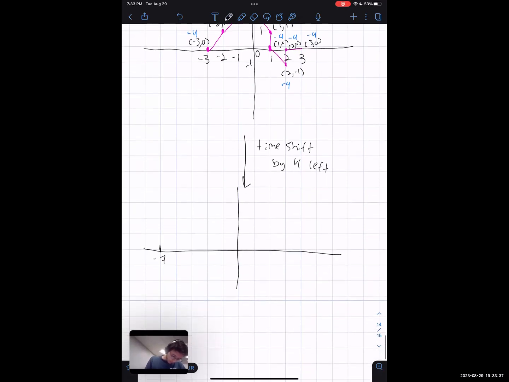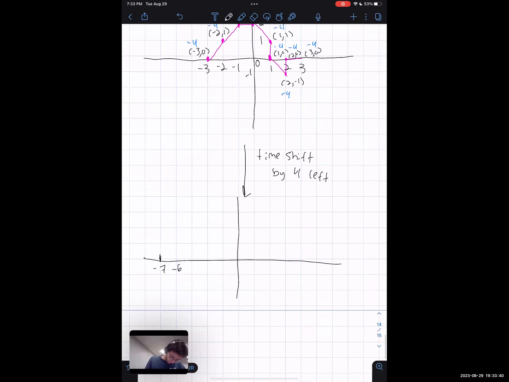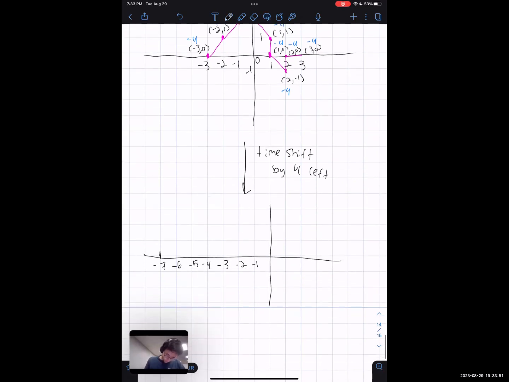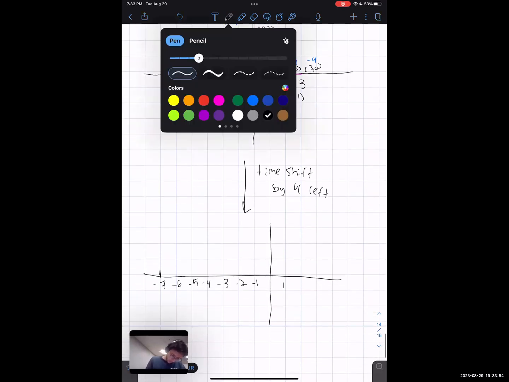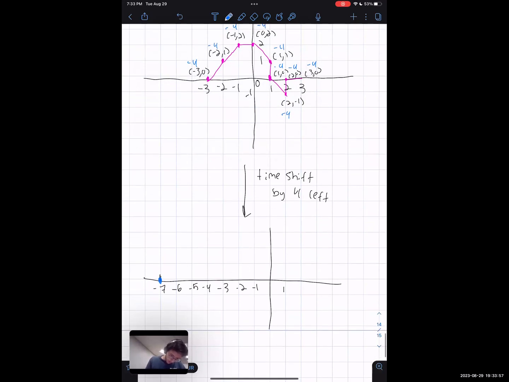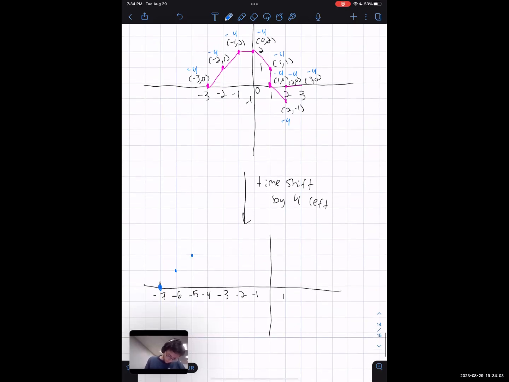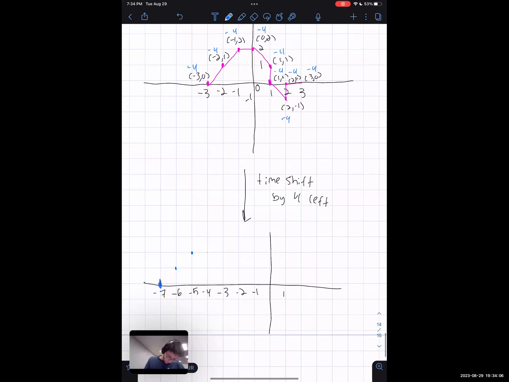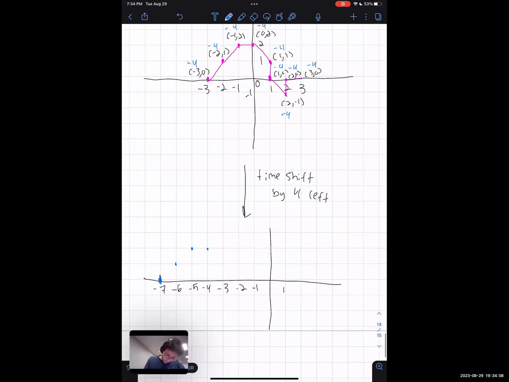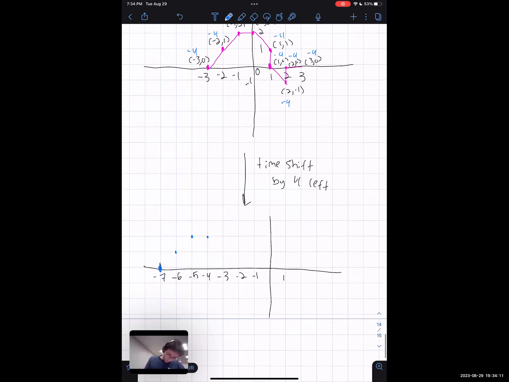Okay, so here, -7. So we're going to have -7, 0. We're going to have -6, 1, -5, 2, and we're going to have -4, 2, and we're going to have -3, 1 down here like so. Okay, and then we just connect the dots.